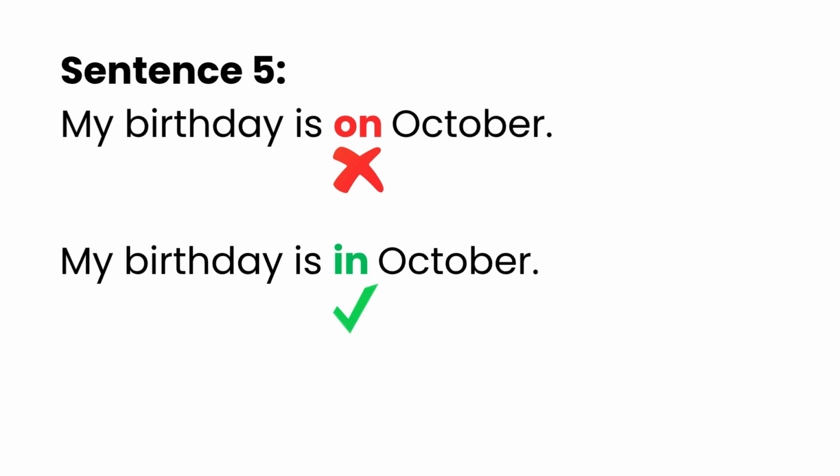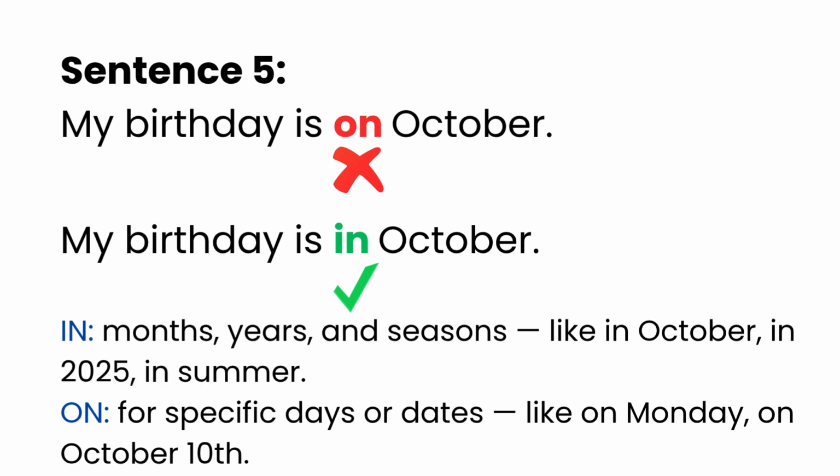Sentence 5. My birthday is on October. This is a common mistake. We don't say on October. We say, my birthday is in October. Use in for months, years, and seasons, like in October, in 2025, in summer. Use on for specific days or dates, like on Monday, on October 10th.